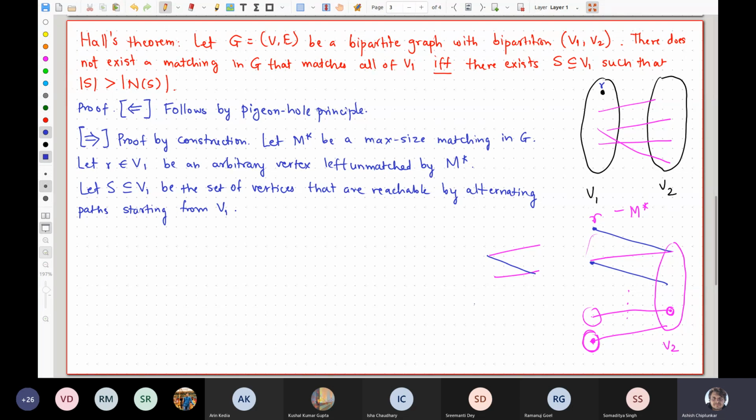Do you get it? Yes. All we know is that there is no augmenting path. That's all. Okay. Right. So can you repeat the argument why it should end in V1?